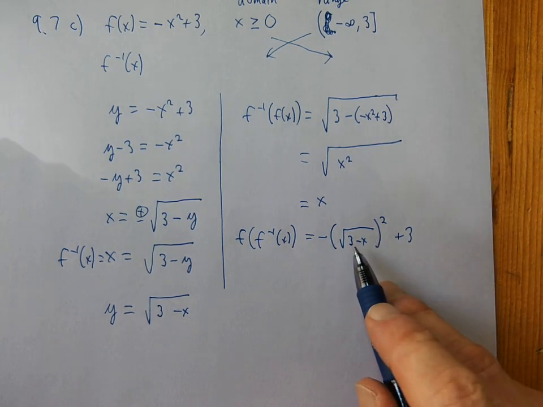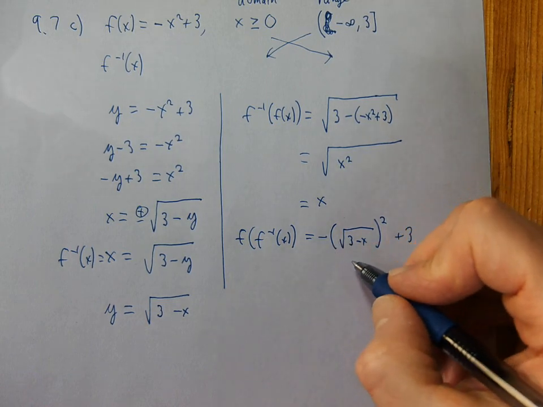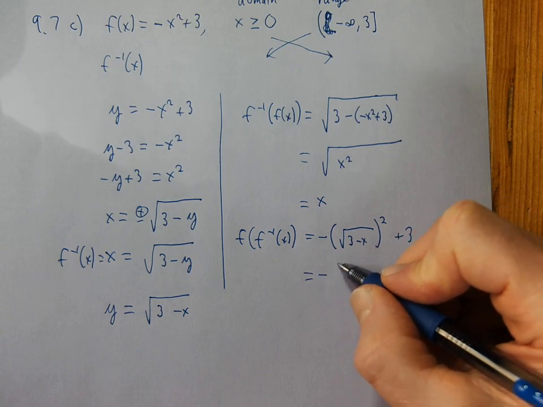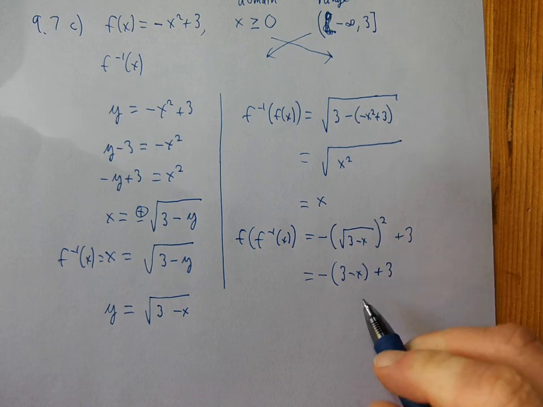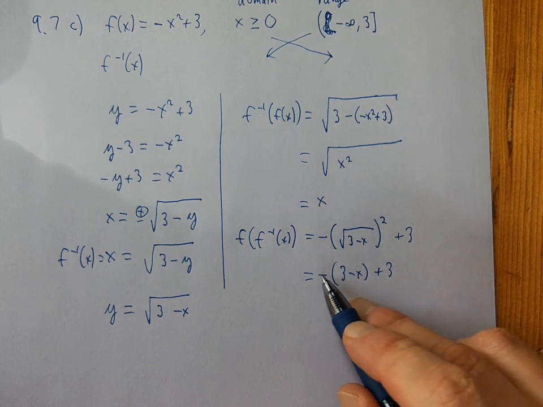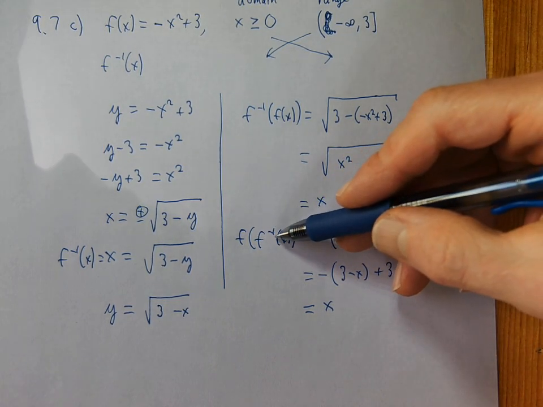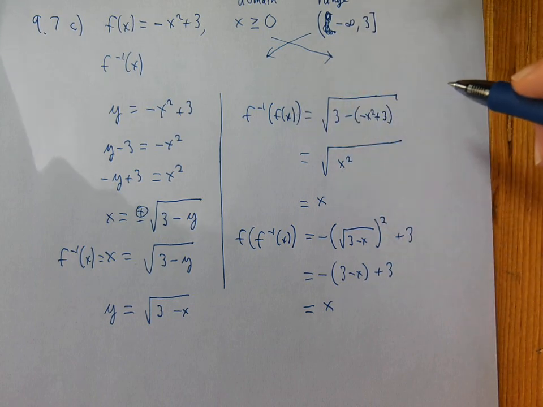So again, negative x squared plus 3. Everywhere there's an x, we plug in the inverse function. Well, that is negative, this squared, of course, is just 3 minus x plus 3. Negative 3 plus 3 cancels, negative x, we just get x back. So it works. A function of an inverse function or an inverse of a regular function always just get you x back. They cancel each other out.